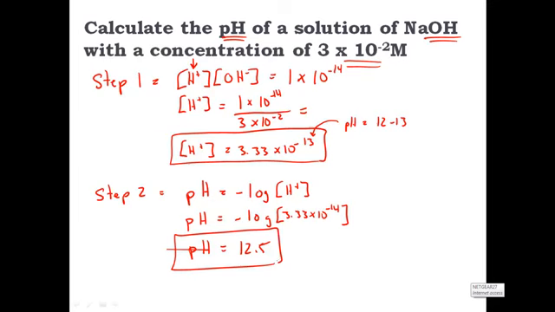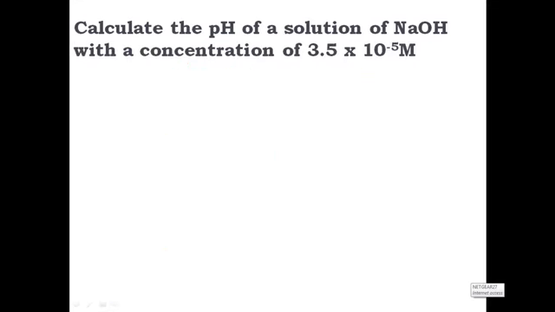Excellent, dude. So once again, 2 steps are needed to solve this problem. Try the next problem on your own. See how you do. In this example, we're asked to calculate the pH of a solution of NaOH with a concentration of 3.5 times 10 to the negative fifth molar. So we're going to go with our two steps again. Step 1. Let's use the formula of the hydrogen ion concentration multiplied by the hydroxide ion concentration equals 1 times 10 to the negative 14th.